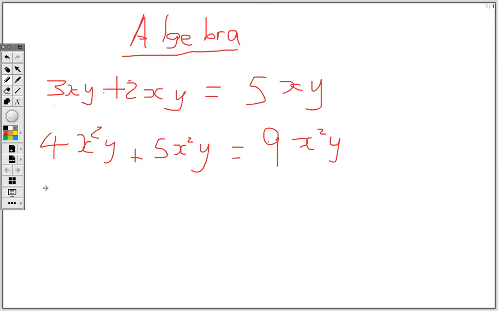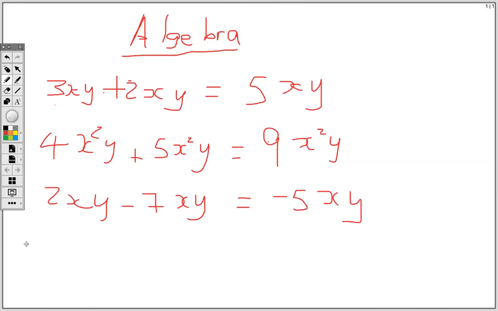If we have 2xy minus 7xy, it's the same concept. You write back the xy, subtract, and keep the sign of the bigger number. So you have 2 minus 7, so this is going to be minus 5xy.